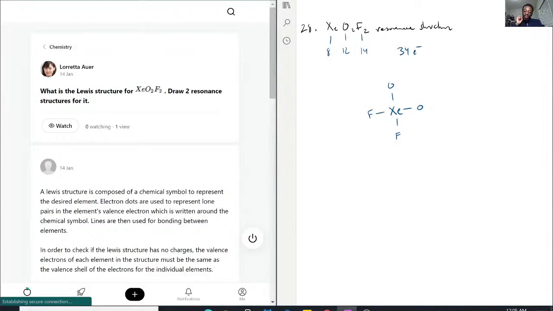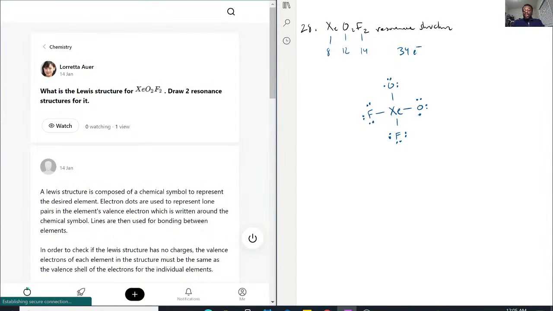We can now go ahead and start filling out the valence electrons for each one. Oxygen is sharing one of its 6, so that'll be 2, 3, 4, 5, 6. And then same thing, 2, 3, 4, 5, 6. And then the fluorine is sharing one of its 7, so 2, 3, 4, 5, 6, 7. Same thing here, 2, 3, 4, 5, 6, 7. And there you have it.